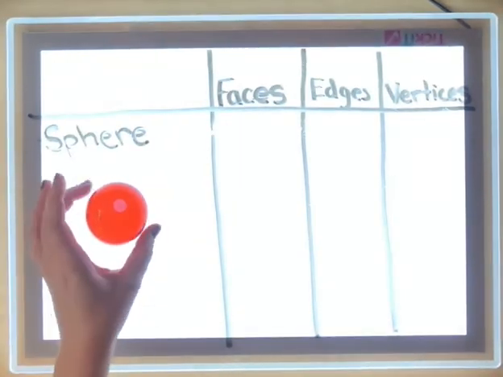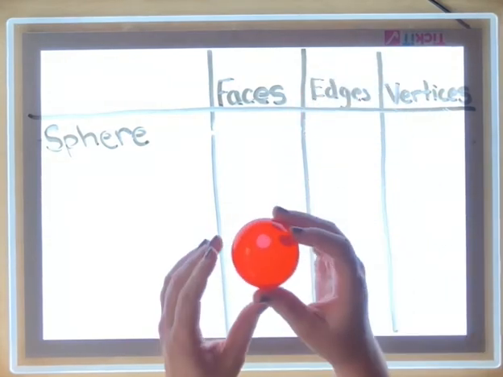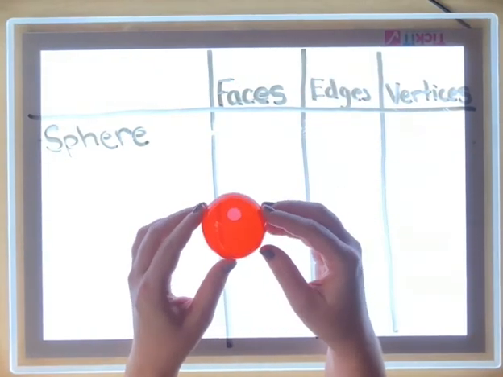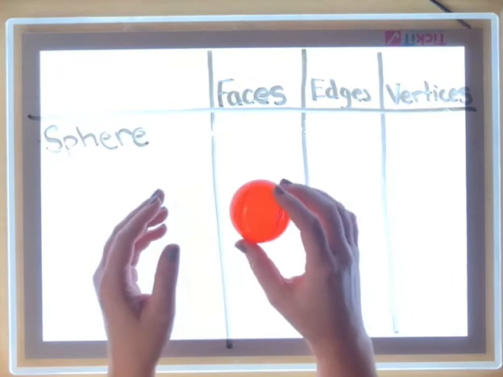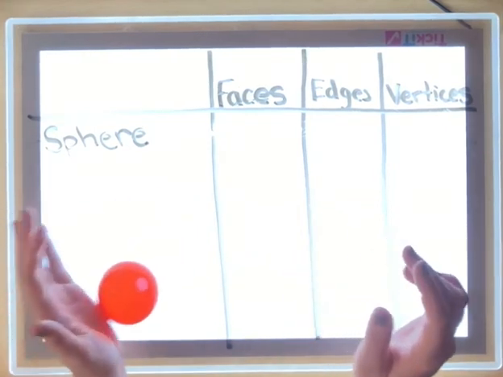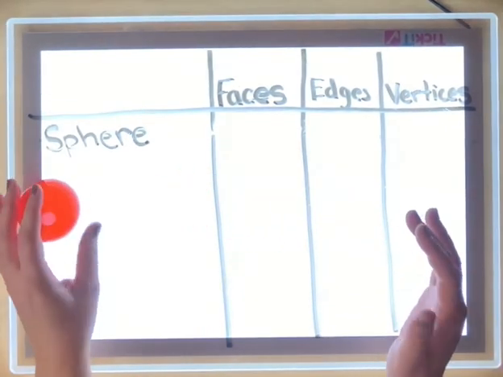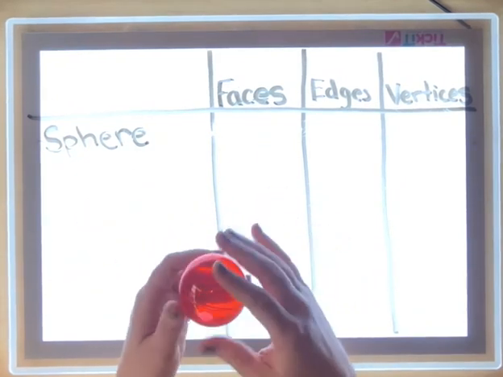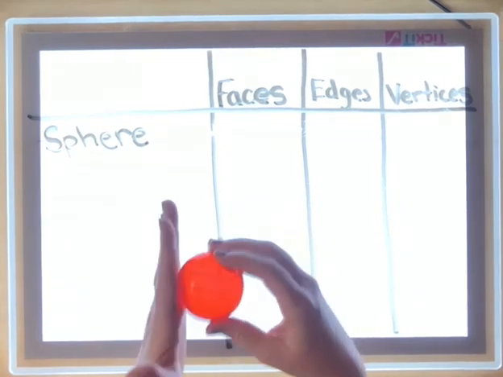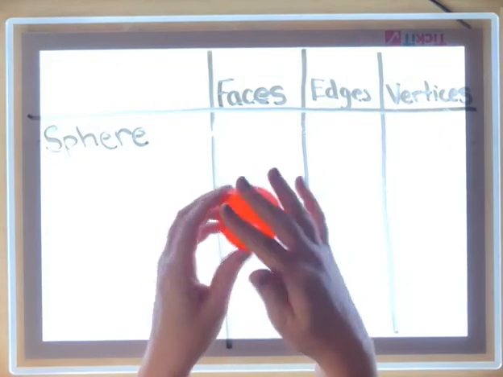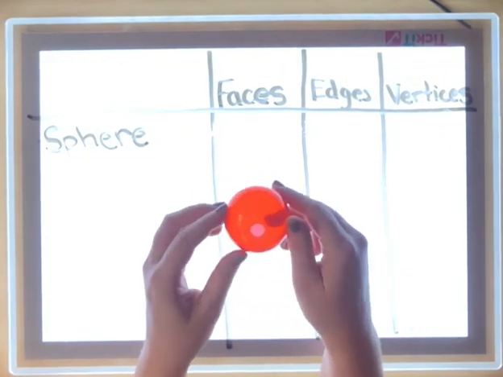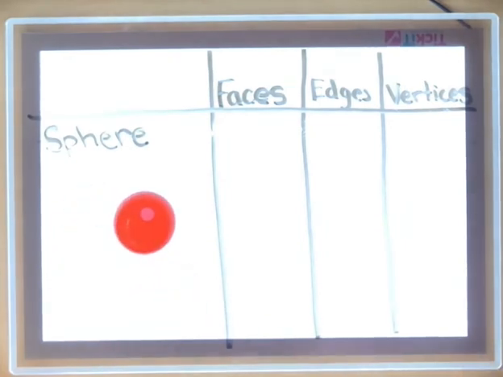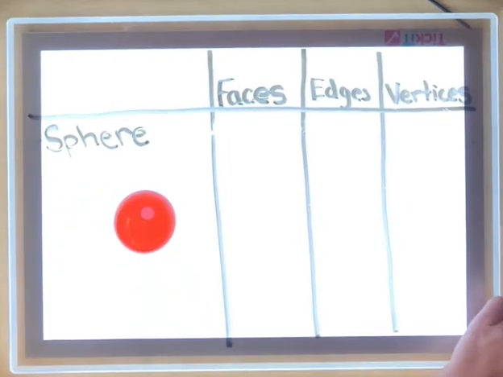Let's look at this sphere. That's a tricky word to say, sphere. Check this out. Watch. It rolls. And when we think of faces, we think of the flat sides of a shape. Does it have any of those flat sides? No, you're right. It has 0 faces. So I'm gonna put a 0 for here because there's 0 faces.